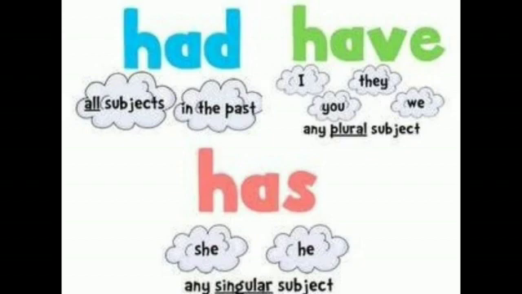Now we'll see when to use has, had, and have. When the subject is singular and it is in present form, then we have to use has. When the subject is in past form and it is singular, we have to use had. Whereas when the subject is plural, we have to use have. So, for present singular has, past singular had, and for plurals have is used in a sentence.